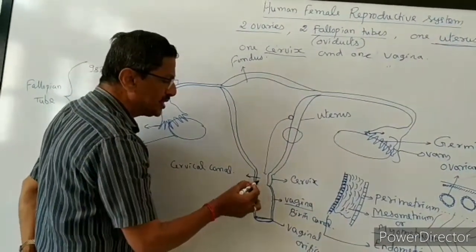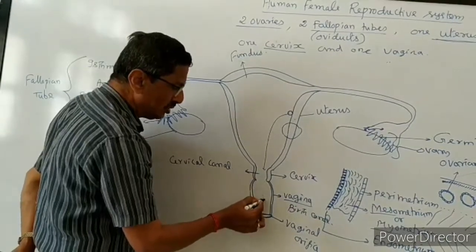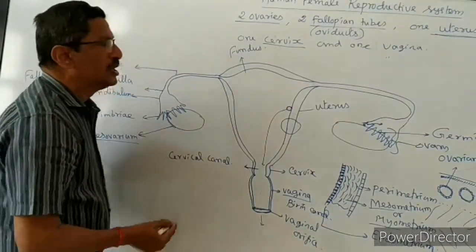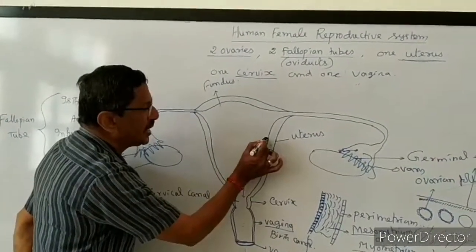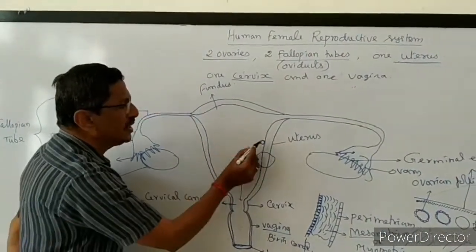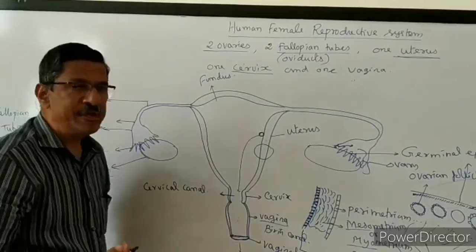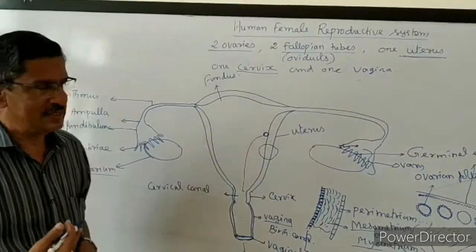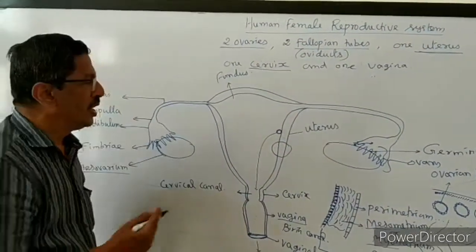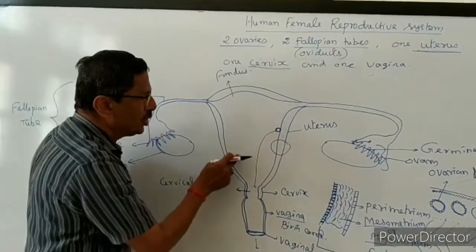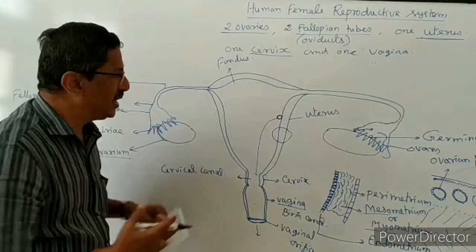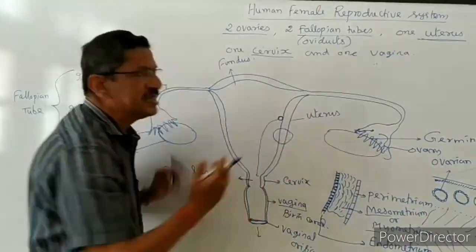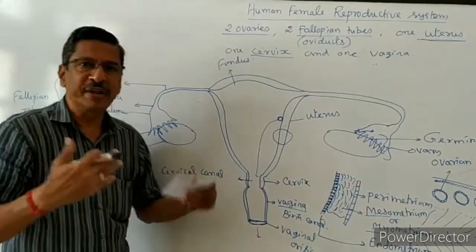Suppose the ovum is not fertilized, then the ovum will die and be sent out through the cervical canal and the vagina. Suppose the ovum is already fertilized. The fertilized egg attaches here. Then the fertilized egg develops into a growing fetus. The fetus is a growing baby. The size of the fetus keeps on increasing during pregnancy. At that time the wall of the uterus expands to accommodate the fetus.